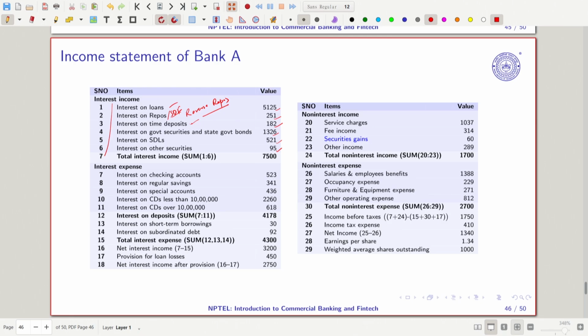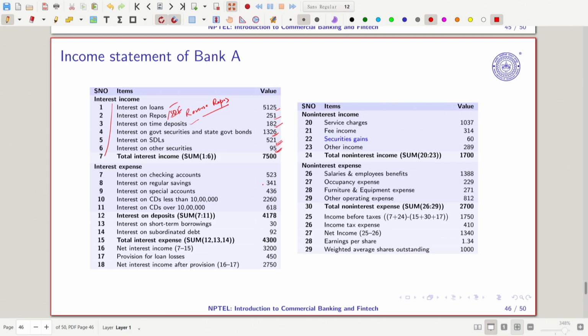the individuals, right? So this is what we have. Interest on deposit is 182. Interest on government security, state government bond, it is 1326. Interest on SDLs, this is what you have, 521, right? So state bond that we have, right? And then here we have interest on other security which they invest, so it is coming out to be 7500.